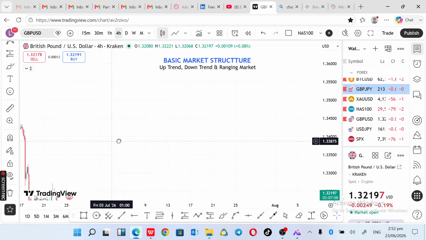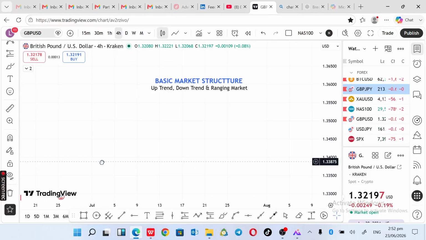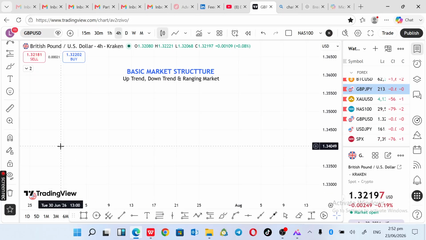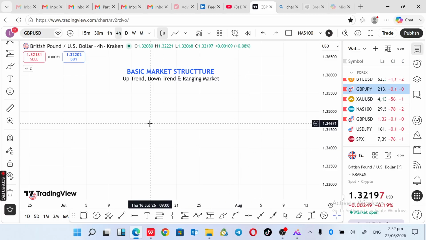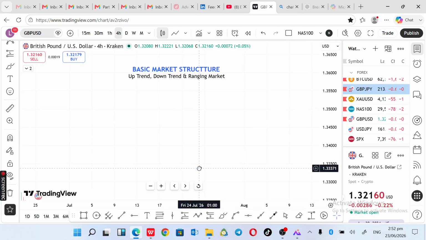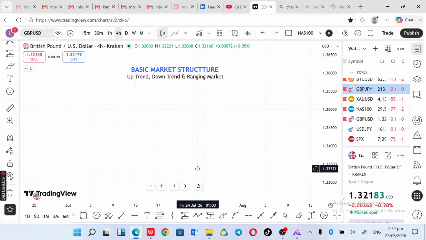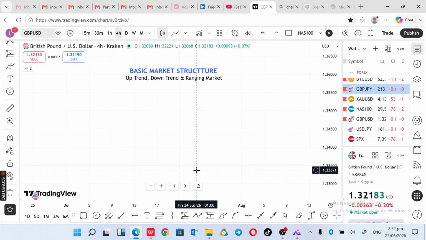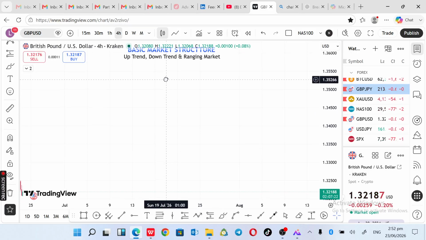We have three types of structure that we look into. We have the uptrend, the downtrend, and the ranging market. So before you take any trade, you need to understand what the structure is telling you. What the market is telling you, you need to understand it first. Then from there, you can know how you would enter your trade and where you should target your profit level or your stop loss level. Now, let's get into the examples.